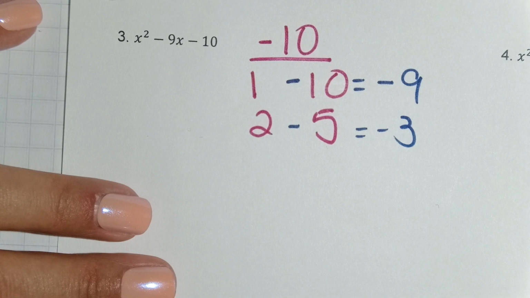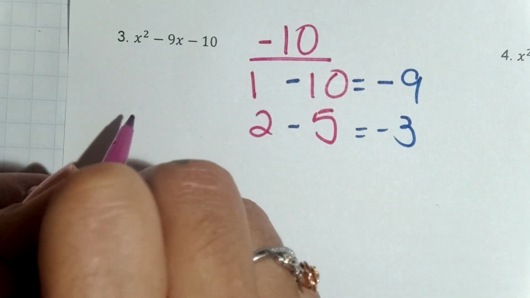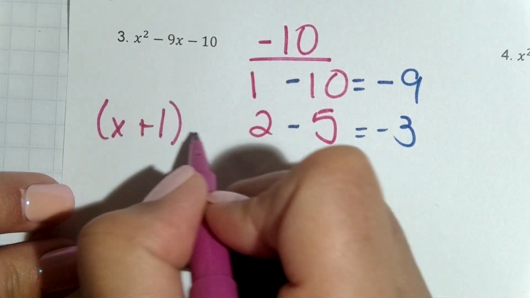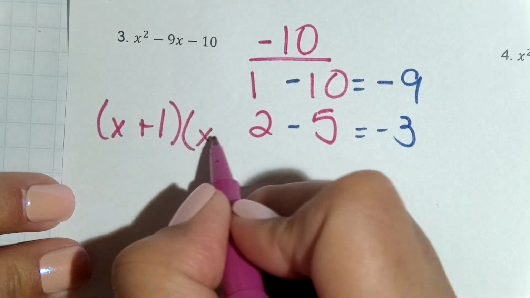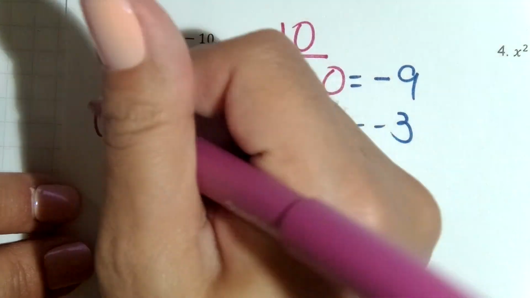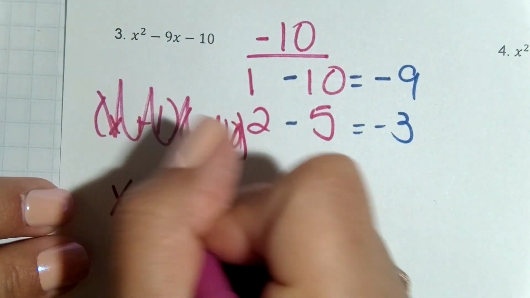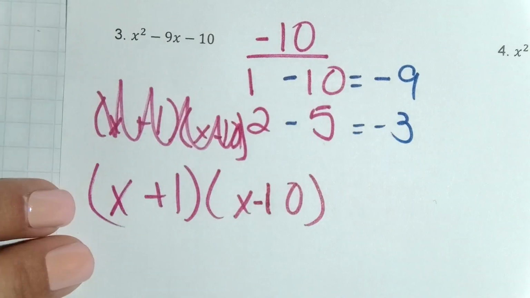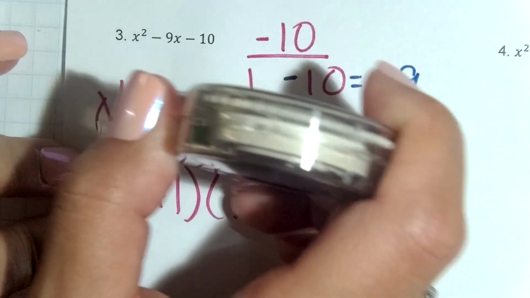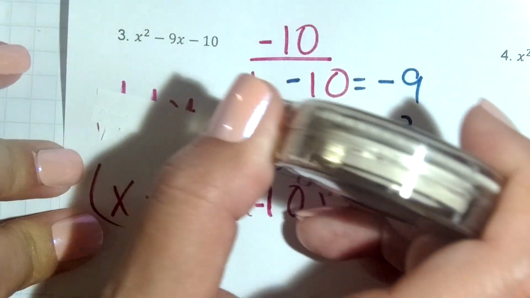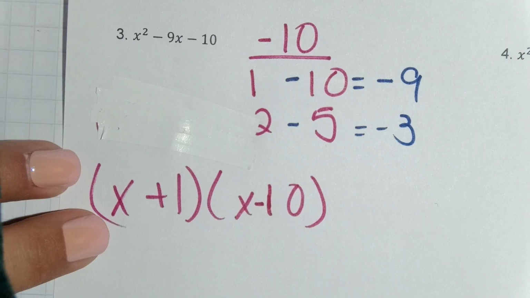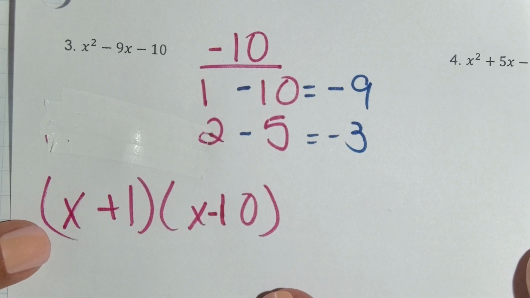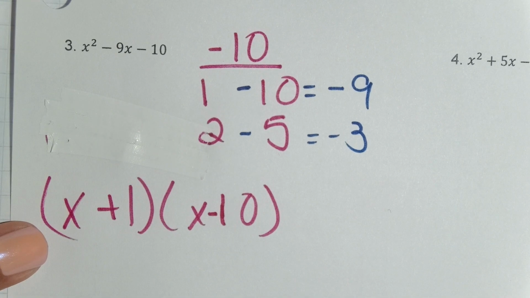So then what are my factor pairs? What's my factor binomial? X minus 1? X plus 1. X minus 10. Sorry, I wrote that wrong. X plus 1. X minus 10. Questions? Are you sure?